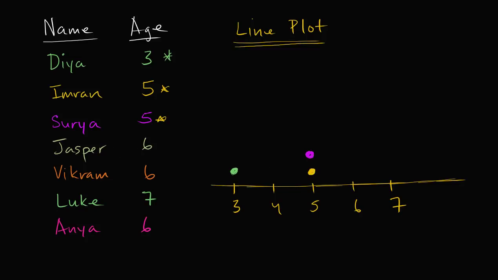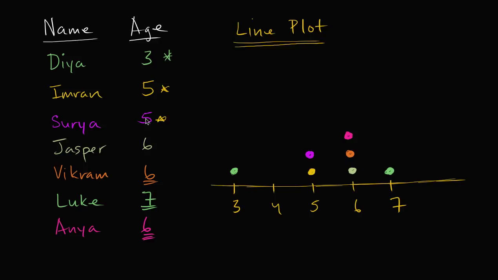Then you have Jasper, who is 6. So that's one person who is age 6. Then you also have Vikram, who is age 6. Whoops, let me do that in that same color. We also have Vikram, who is age 6. So let's put him in the age 6 bucket. Then we have Luke, who is 7. So that would be a dot right over there. And then finally, I have Anya, who's also age 6.